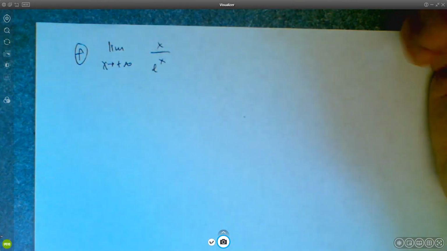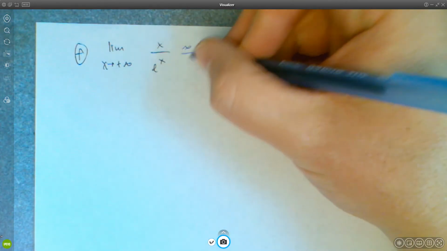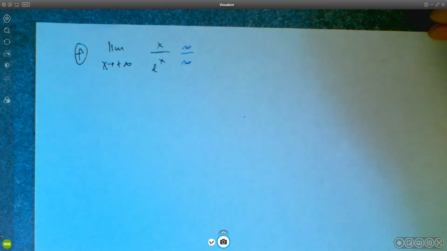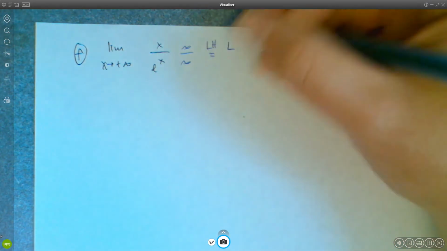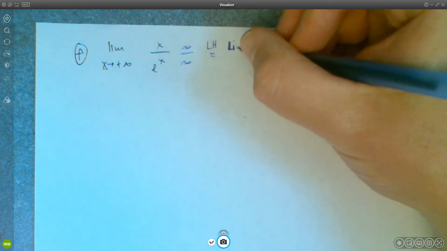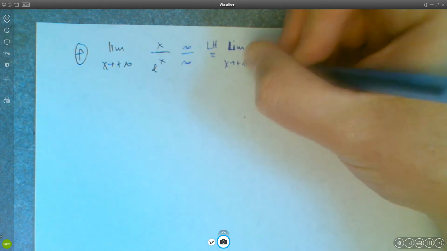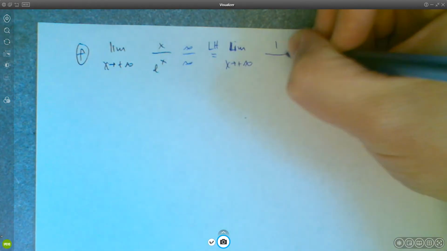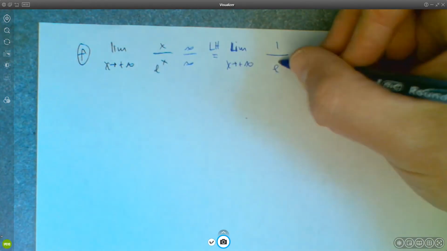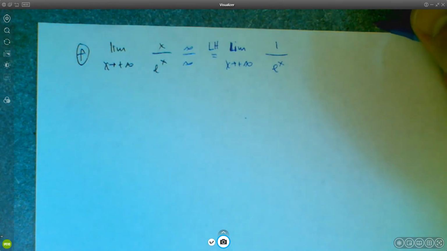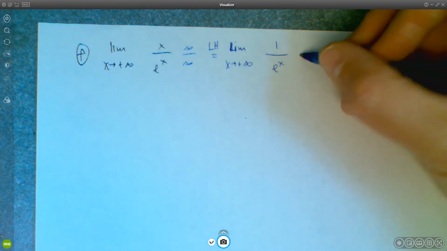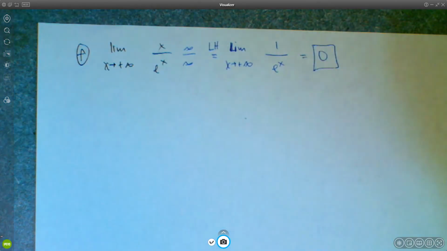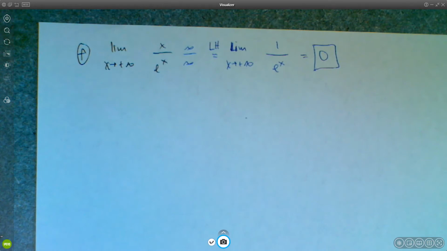So here's what I'm going to say about this. If I plug in infinity, I'm going to get infinity over infinity, right? This is a pretty clear case of an indeterminate of the form infinity over infinity. So I'm going to use L'Hopital's rule, and I'm going to write this as limit as x approaches positive infinity of derivative of x is 1. Derivative of e to the x is just e to the x. Now if I plug in infinity, I just get 1 over infinity, which is 0. That's not indeterminate, right? That's just 0.